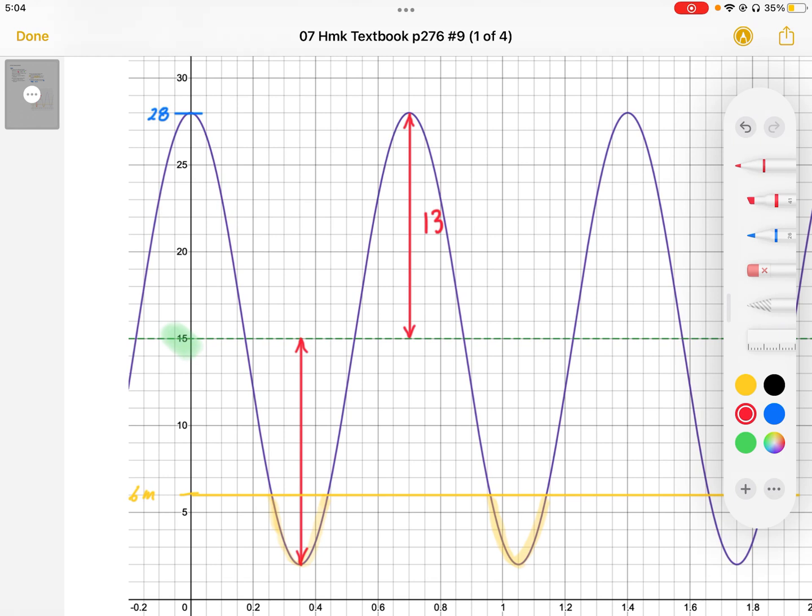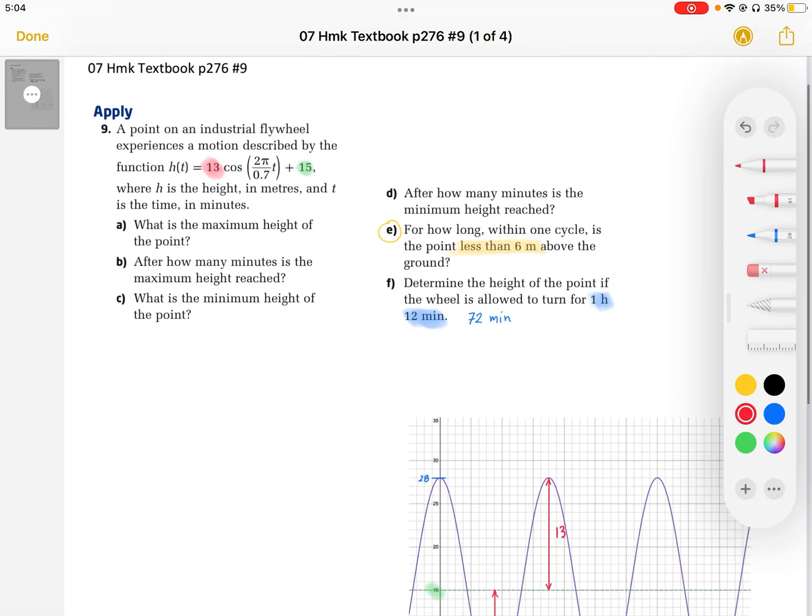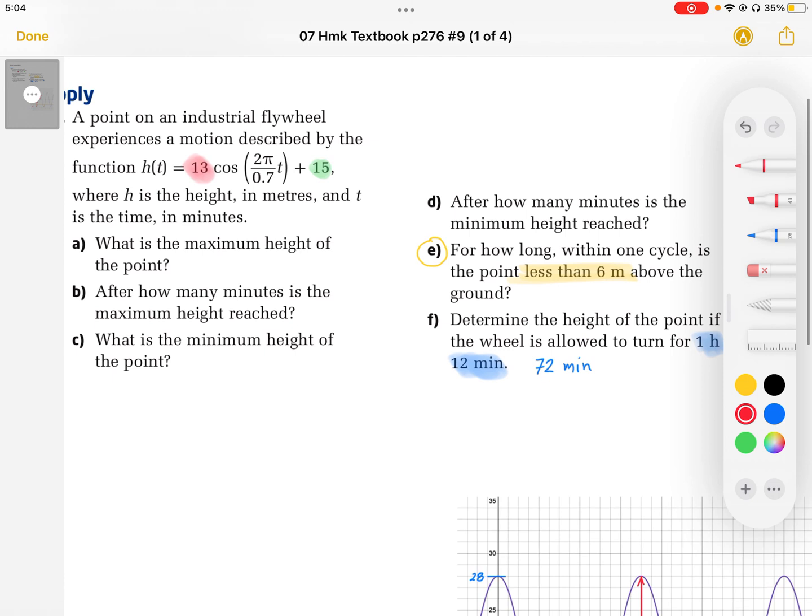The same can be said for part B, where we go down 13 and we end up at a height of 2. So the answer is, the maximum height is 28, and the minimum is 2.